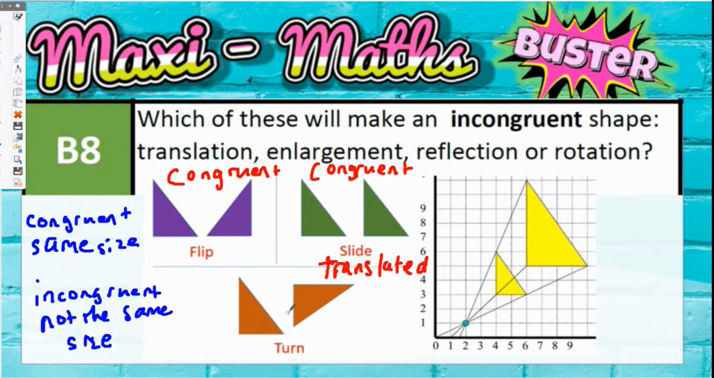Rotating the shape doesn't change the size of the shape. So turning is obviously a basic version of the word rotate, and that is also congruent.